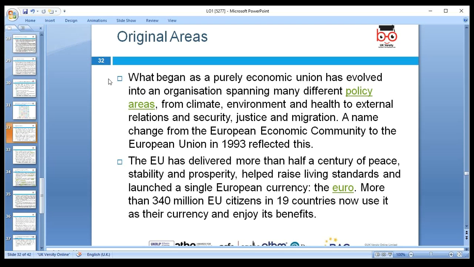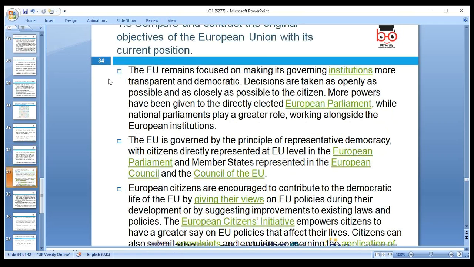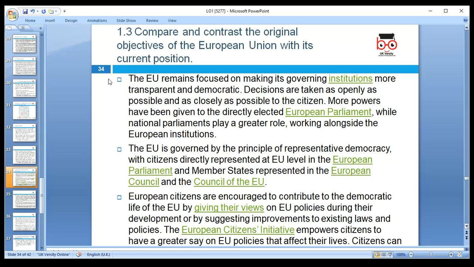And then the European Union single currency being launched: 340 million EU citizens in 19 countries now use the same currency. That's huge, in 19 countries, because some countries are not fully in the monetary union, which we call a monetary union when we have the same currency. So it's not just that the EU has become a monetary union. Okay, so we need to look at the capital market.